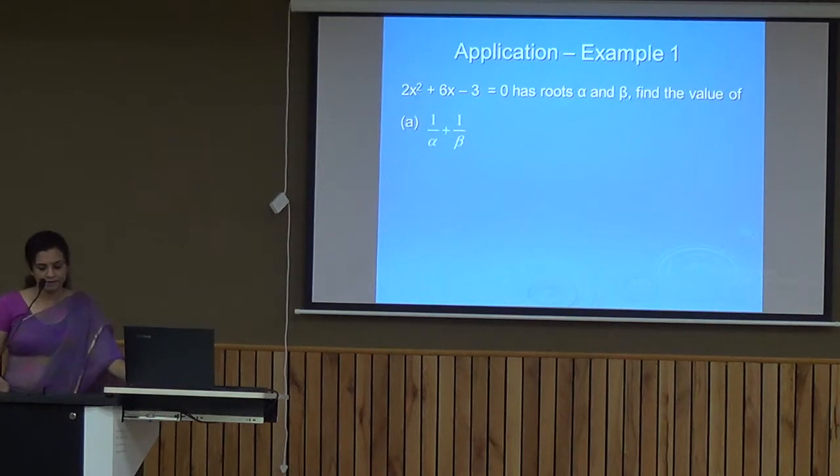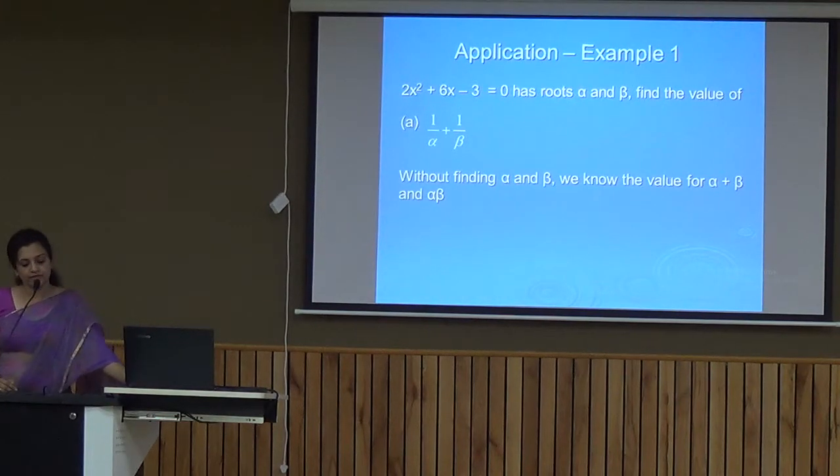Application example 1. 2x square plus 6x minus 3 equal to 0. First check. Is it in standard form? Yes. Is it simplified form? Yes. Can we cancel something? No. Then let's move forward. It has roots alpha and beta. Find the value of 1 upon alpha plus 1 upon beta. Now children, this is a pretty simple polynomial, so you can always factorize and find the answers. But if you get a very difficult or lengthy calculation, there is no point to actually solve it. That is what we're going to do here.